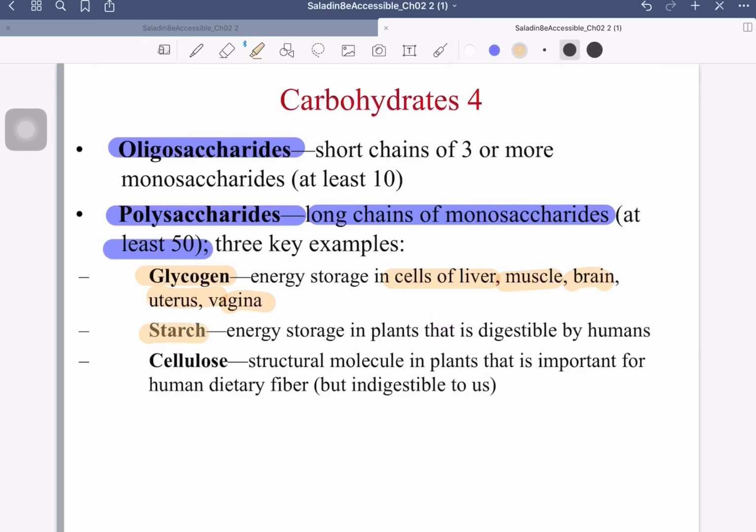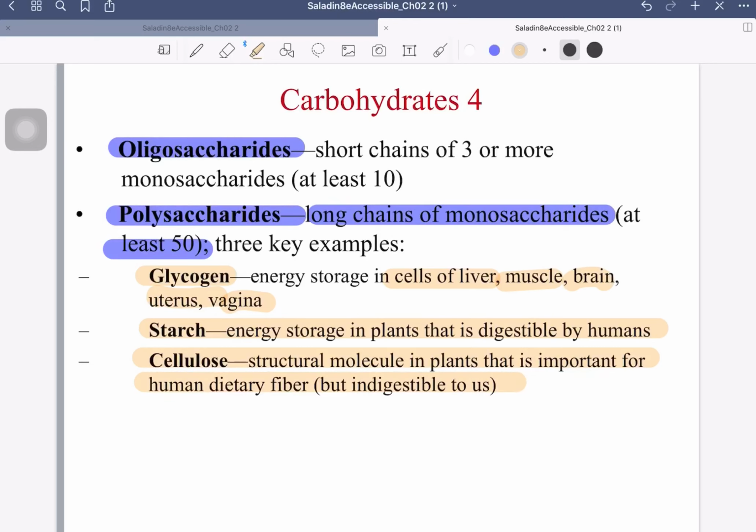Starches are energy storage in plants. Now, luckily, we do have the enzymes to break the starches apart. So we can take plant materials, break up their polysaccharides, get the individual sugars, and use them for our own metabolism. Now, there is cellulose, which is a structural polymer in plants. Unfortunately, we don't have the enzymes to break the bonds of this structure, so it can't be broken down. But it does play an important role in humans, contributing to dietary fiber because it's indigestible to us.